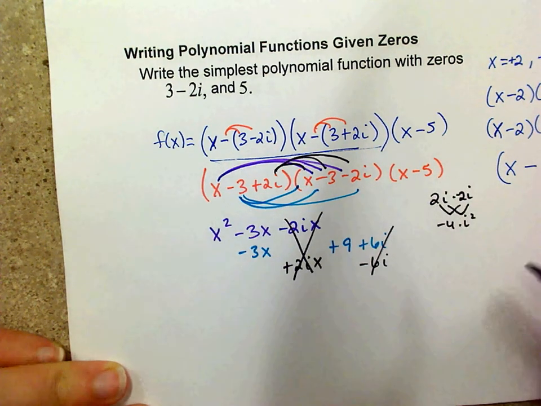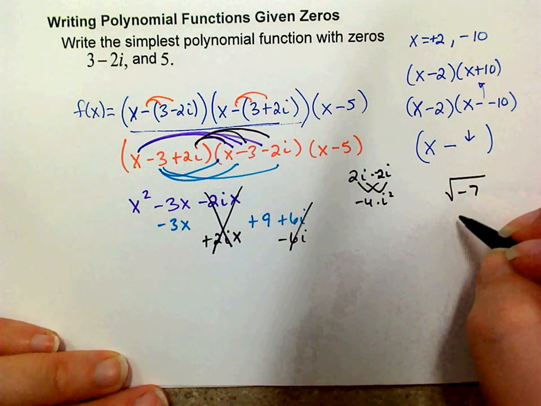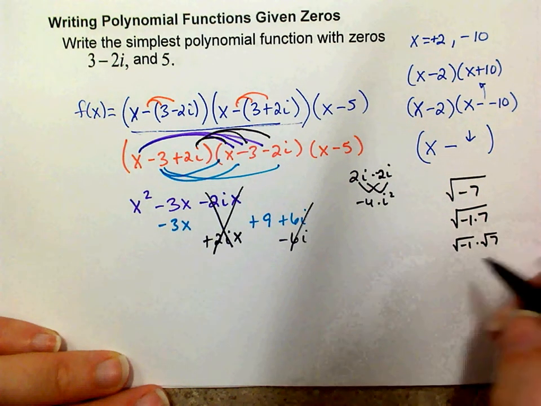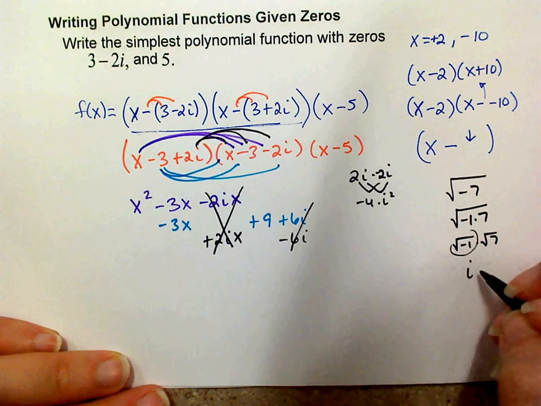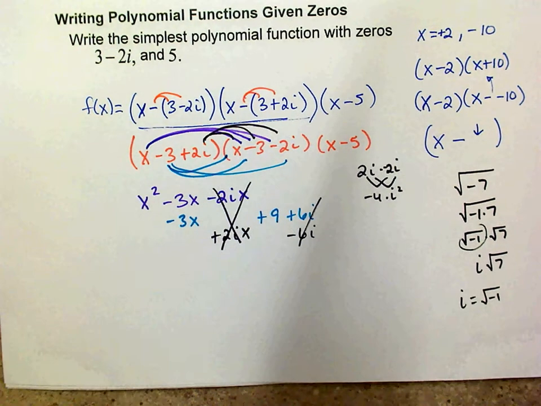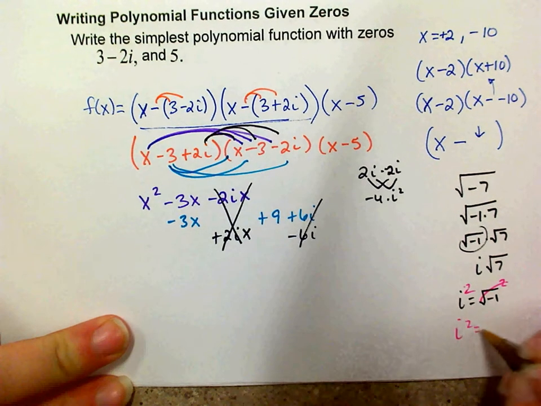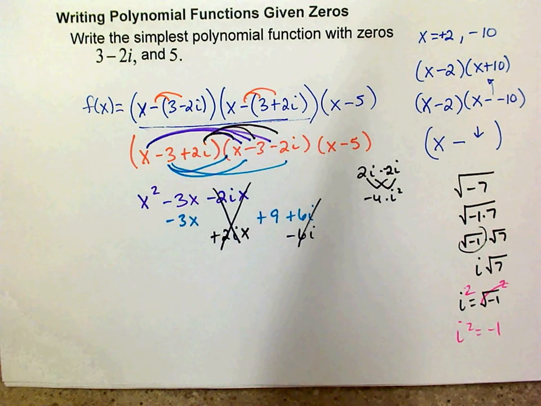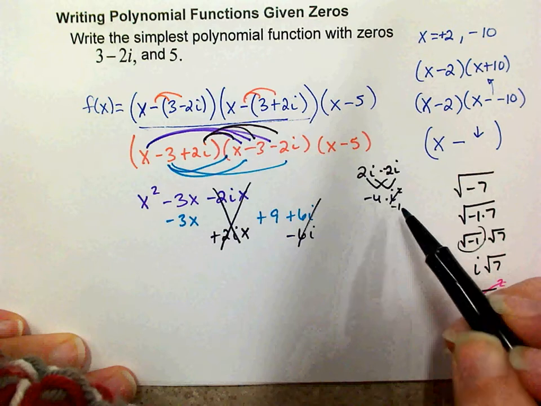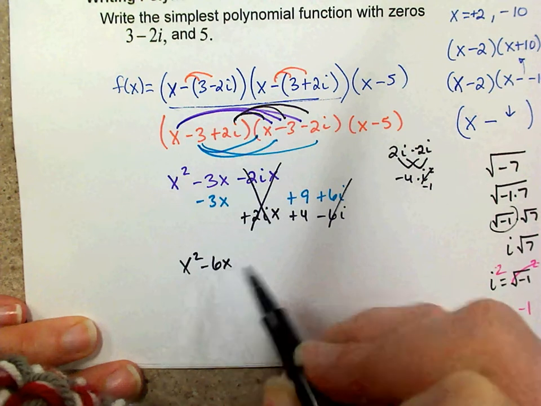And if you don't remember what i squared is, let's take a second. The square root of negative 7 is the same thing as saying the square root of negative 1 times 7, or the square root of negative 1 times the square root of 7. The square root of negative 1 is what creates the i, and then that is just the square root of 7. So if i is the square root of negative 1, then that means i squared is just negative 1. Okay? So anytime you have an i squared, that just changes the sign. So that means if that's a negative 1, then negative 4 times negative 1 is a positive 4. So that is x squared minus 6x plus 13.